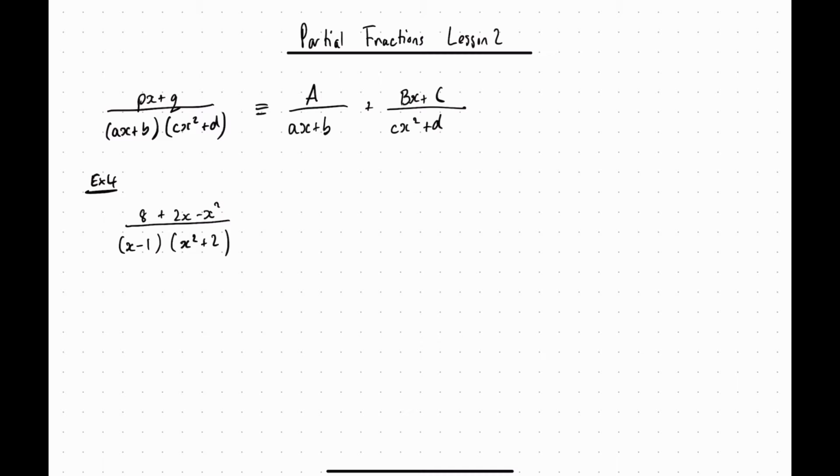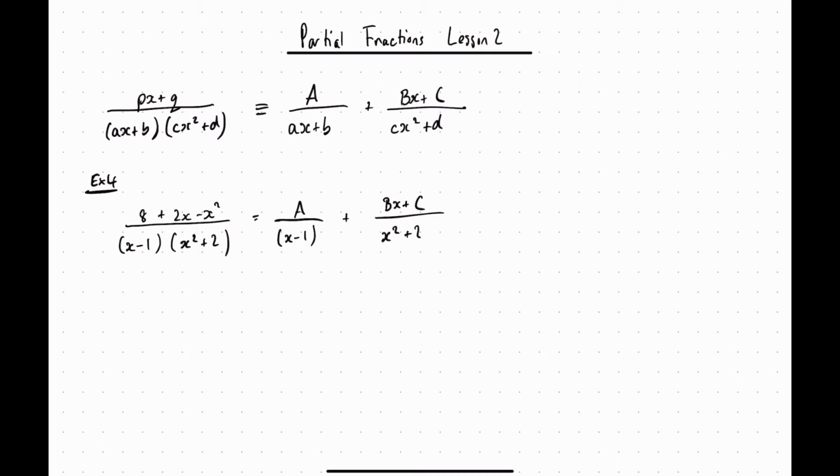So if we've got 8 plus 2x minus x squared over (x minus 1)(x squared plus 2), just to quickly recap and double check, the polynomial on top has to be a lower power than the polynomial on the bottom. At the moment we've got squared on top, and this would be a cubed from the x and the x squared. So we can do our partial fractions here. So we're going to get A over x minus 1 plus Bx plus C over x squared plus 2.